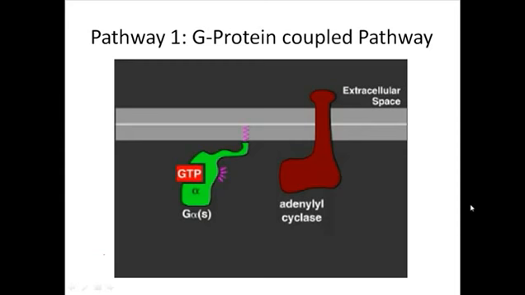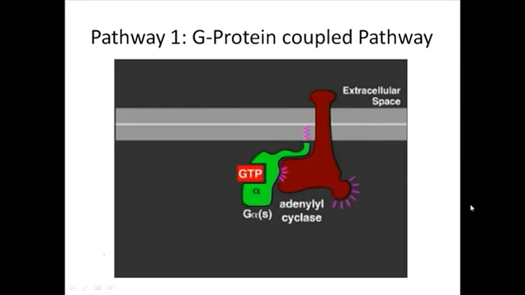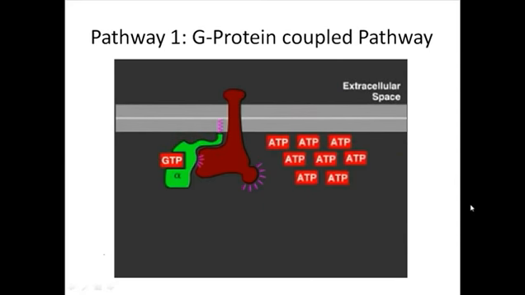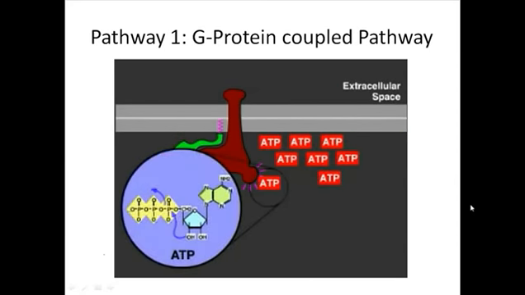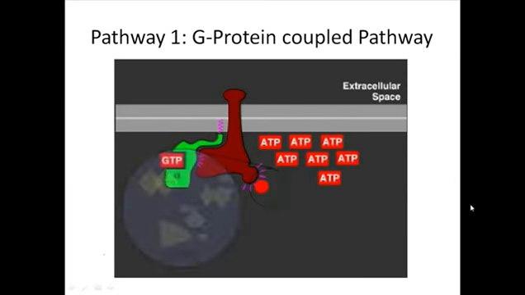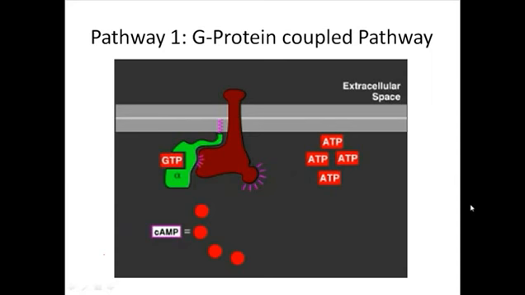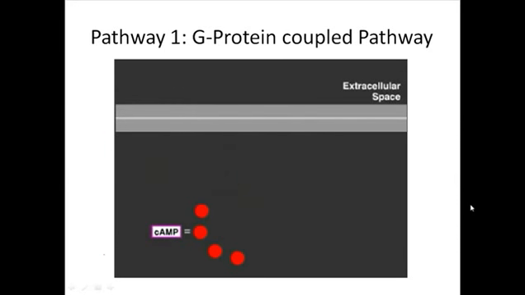Adenylyl cyclase is a membrane-bound enzyme whose catalytic domain is activated by the GTP-bound form of the stimulatory G-protein alpha subunit, or G-alpha-S for short. Activated adenylyl cyclase converts ATP to cyclic AMP, which then acts as a second messenger that relays the signal from the G-protein coupled receptor to other components in the cell.